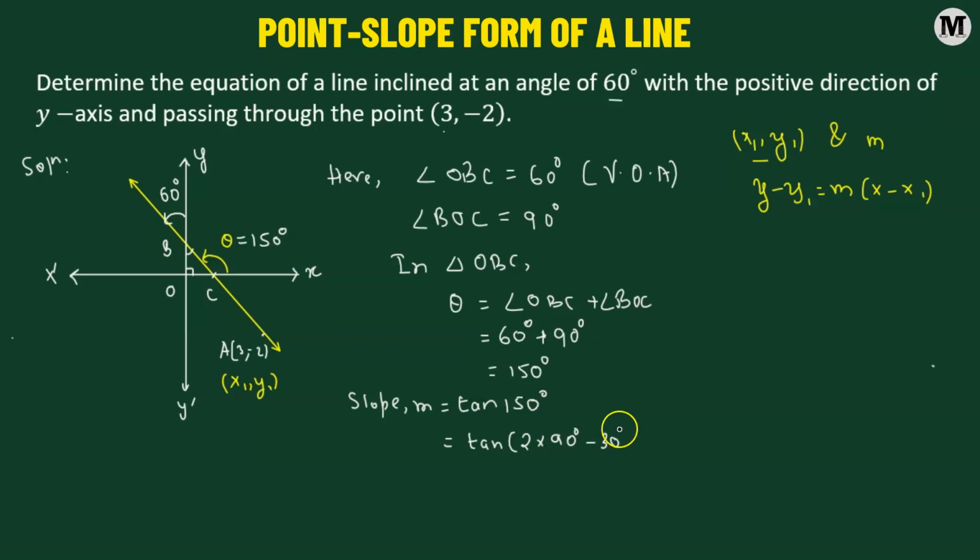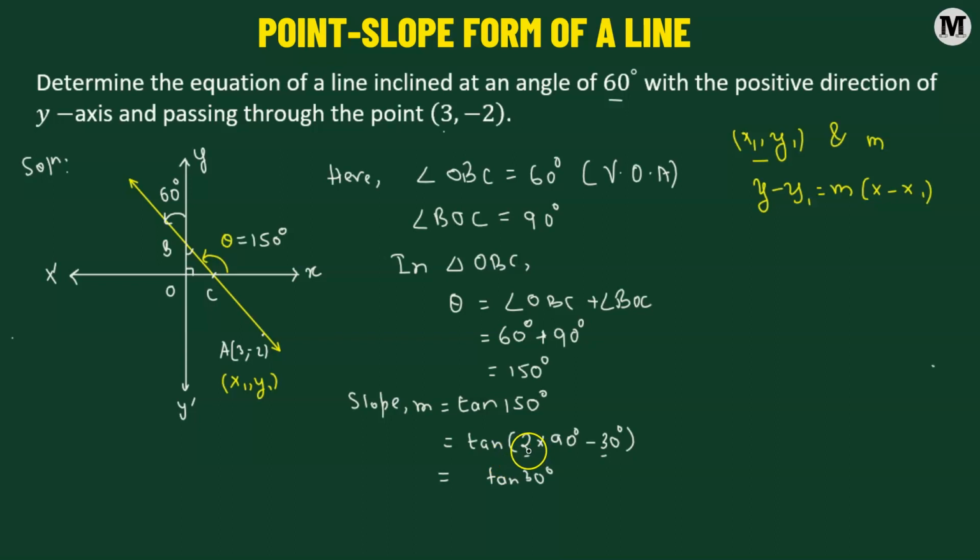So we need to subtract 30 degrees from it. Now we have tangent of 2 times 90 degrees. So here we have an even multiple of 90 degrees. So tangent is going to stay as the tangent function, but the new angle is going to be 30 degrees instead of 150 degrees. Also, we'll have to take care of the sign.